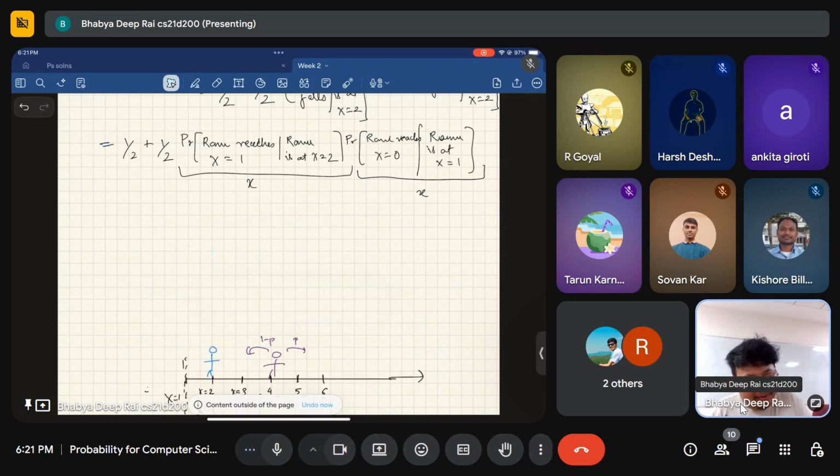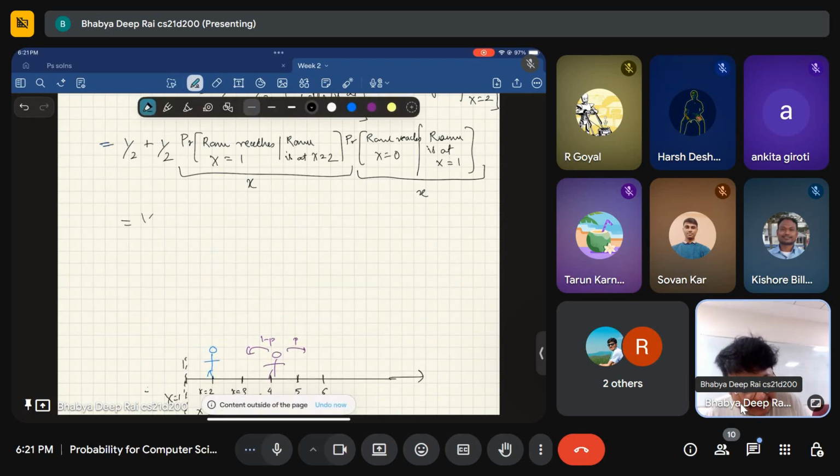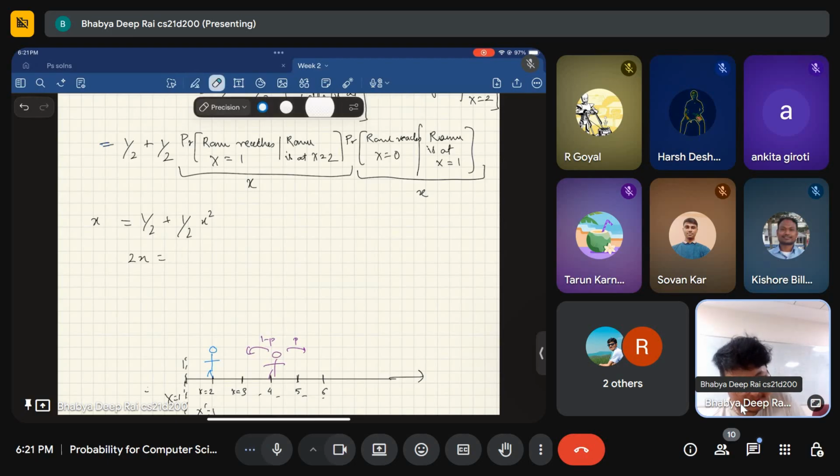But what we obtain here is x equals half plus half times x square. And then it's now just a matter of a quadratic equation. Let's multiply both sides by 2. Now x square minus 2x plus 1 equals 0.